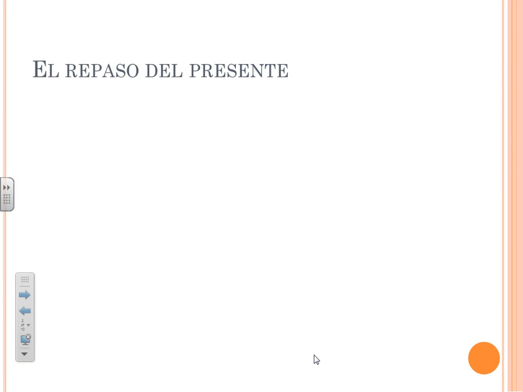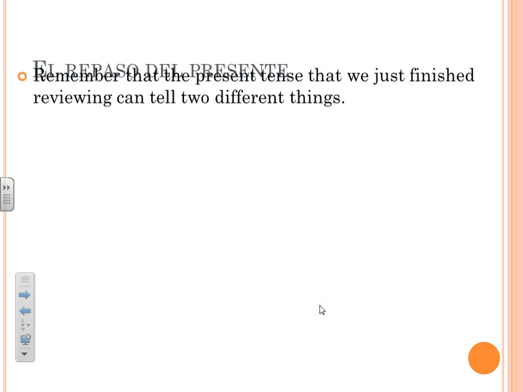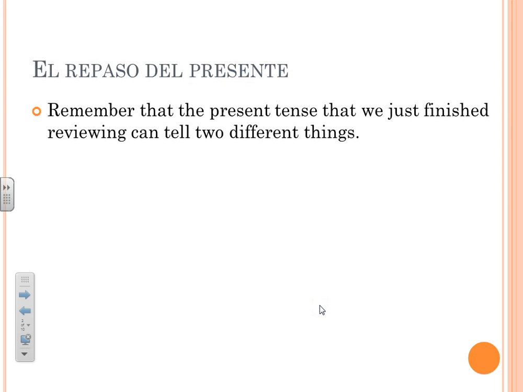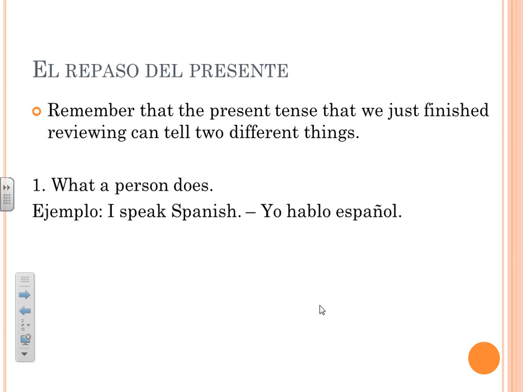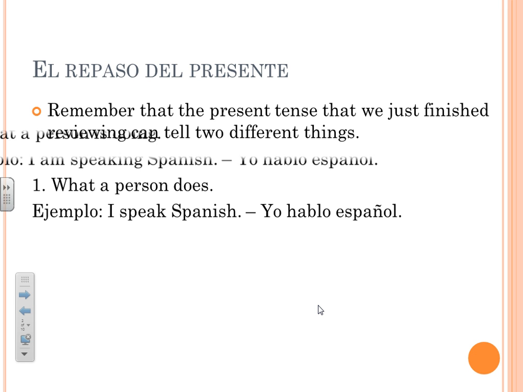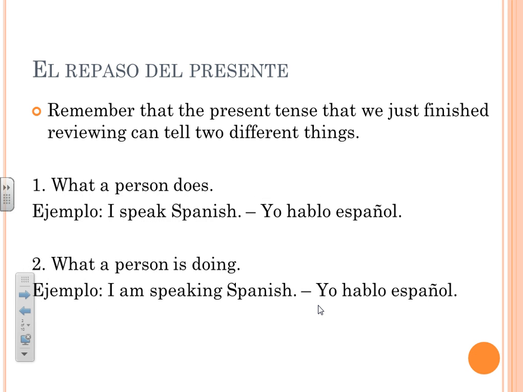Un repaso del presente. Quick review. Remember that the present tense that we just finished reviewing can tell two different things. What a person does. Por ejemplo, I speak Spanish, yo hablo español. It can also mean what a person is doing. Por ejemplo, I am speaking Spanish, yo hablo español. In Spanish, we use the present tense to indicate both I speak and I am speaking.